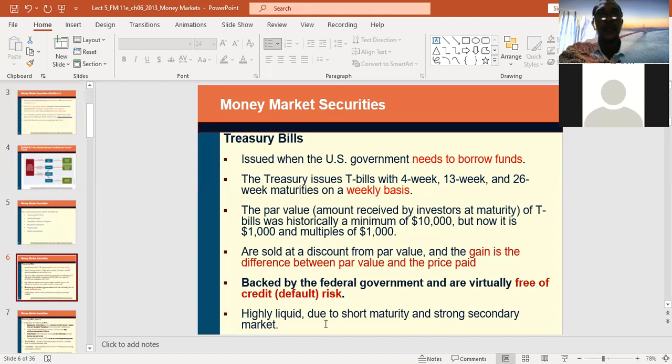It is also highly liquid. Why? Due to the short maturity and strong secondary market. Because anytime you need the money within a year, you can sell back and get your money. You can see 4 weeks is just 1 month. So even though you invest for 1 year, you can decide to change it back to 4 weeks, 1 month only. You can collect back your money. So highly liquid.